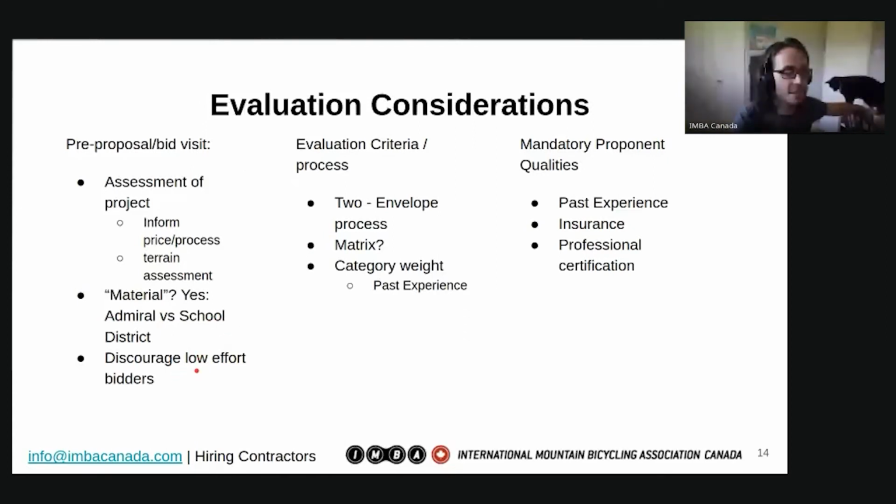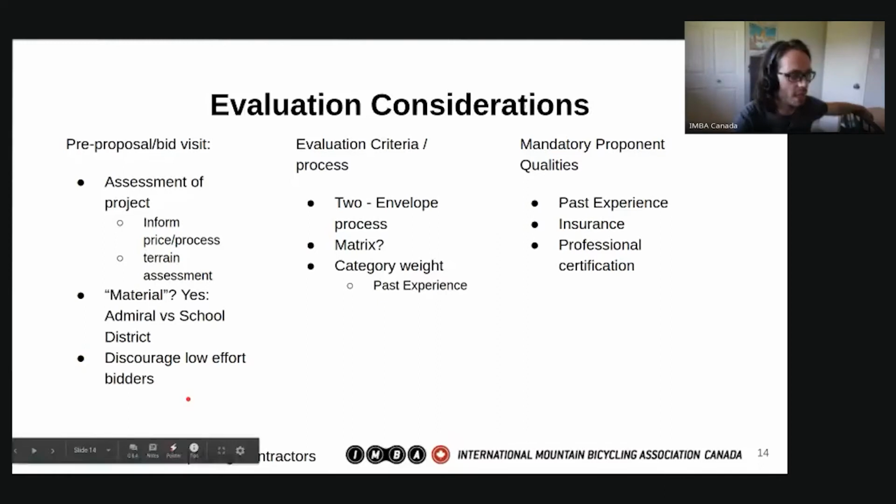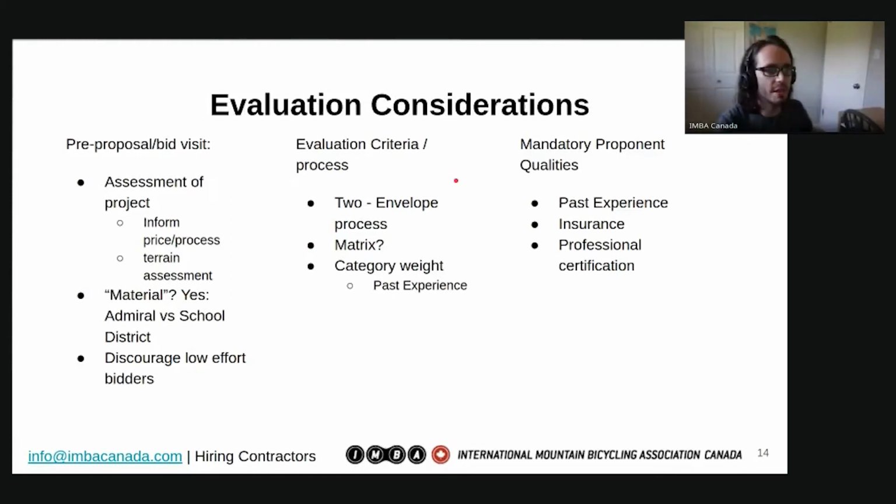I think that's different from our counterparts in the US. By asking them to come ahead of time, we can discourage low effort bidders, people who wouldn't be interested. Don't make this too cumbersome though. If somebody's coming from a ways away, maybe it's not a really close drive, having that mandatory pre-proposal visit, if there's flexibility there, can really help them understand the project while also making sure you're not limiting them from participating.